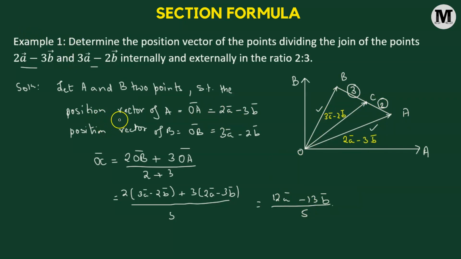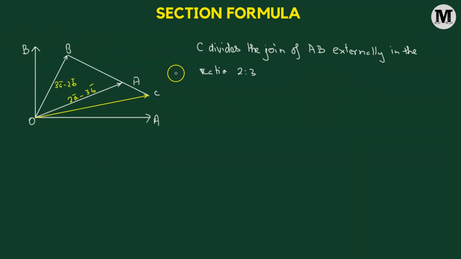Now let's find out what happens when the point C divides the join of AB externally. This time the point C divides the join of AB externally in the ratio 2:3. Now we have to be very careful where we choose the location of the point C. In this particular case, I am choosing C to be near to A. That's because it's given here that C is dividing AB in the ratio 2:3 externally, which means that AC is going to be 2 and BC is going to be 3.